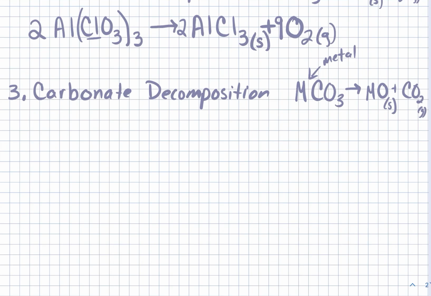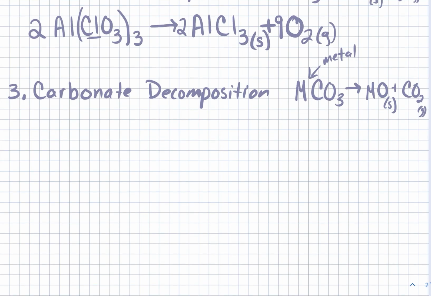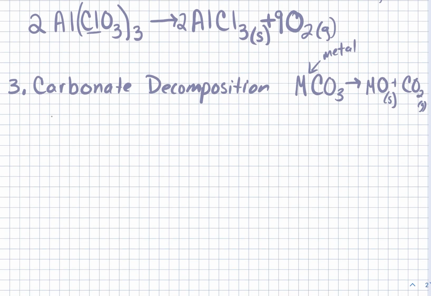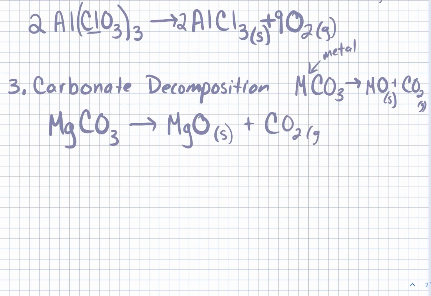So for example, let's do magnesium carbonate. So my magnesium carbonate is going to break down into magnesium oxide. It's an ionic compound, so it's going to be solid, plus CO2 gas.